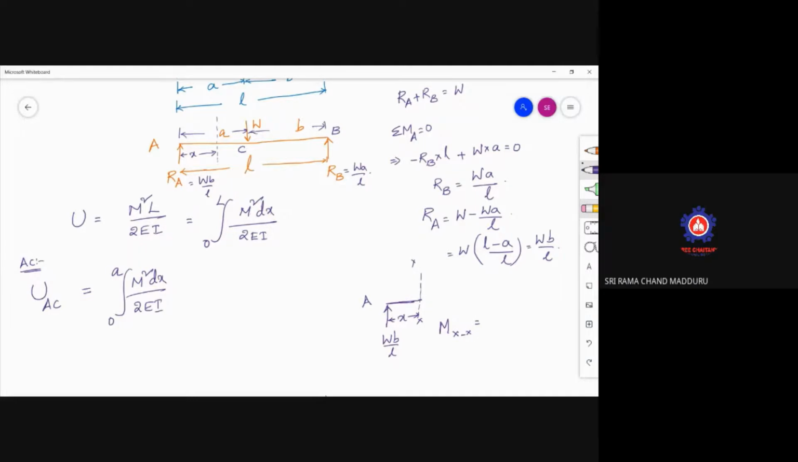Here, this force W B by L is giving a sagging moment, trying to push in the upward direction. Sagging is positive, hogging is negative. So the moment at section XX is nothing but plus W B by L into x, force into distance. Substitute that in this equation, which is 0 to A, 1 by 2EI, EI is constant, into W B by L into x square.